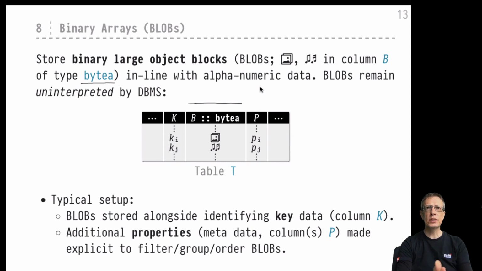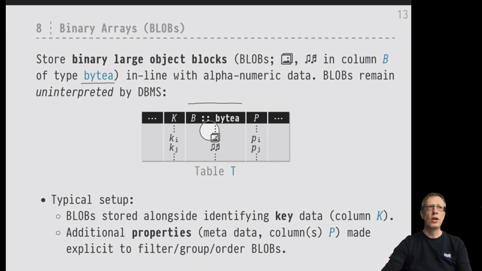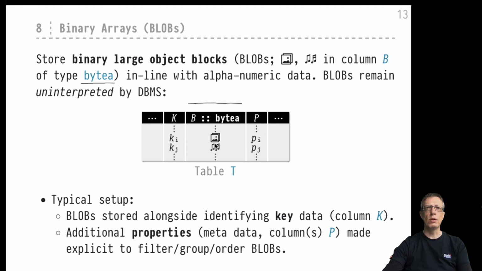In this example, it would be column B, the middle column of the sample table T here. As you can see, as I tried to indicate here, this would be the byte array, the binary string representation of your images or other multimedia files or any other data really that you want to store inside PostgreSQL.